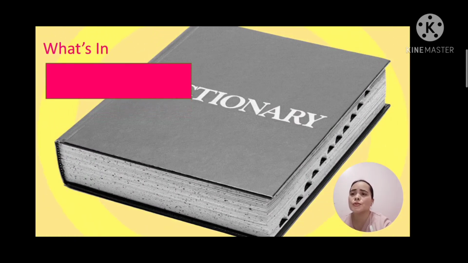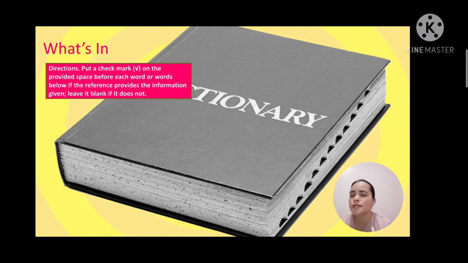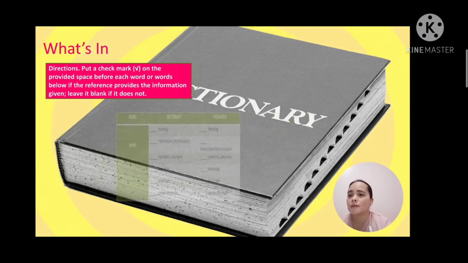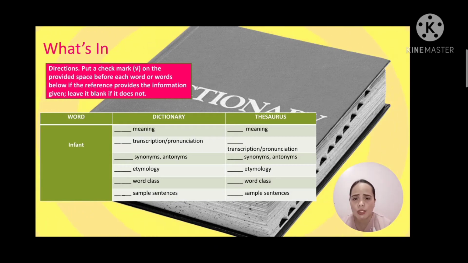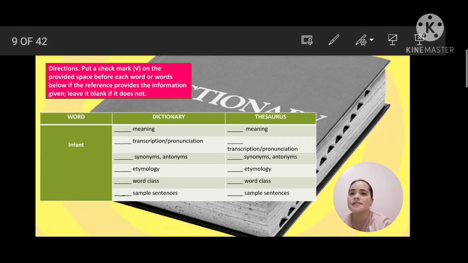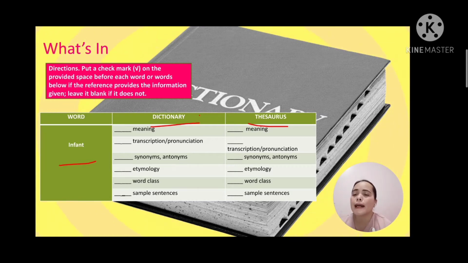So what you're going to do is put a check mark on the provided space before each word or words below if the reference provides the information given. Leave it blank if it does not. So we have here our two references, the dictionary, and then the Thesaurus. Okay? And the word here is infant.